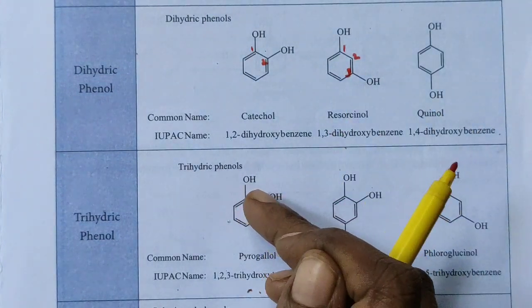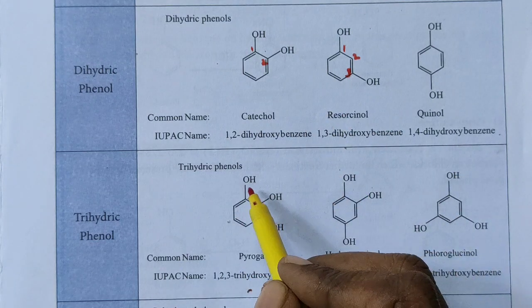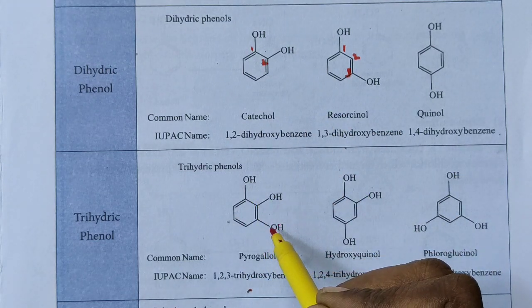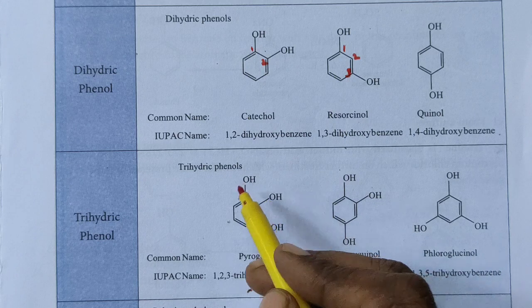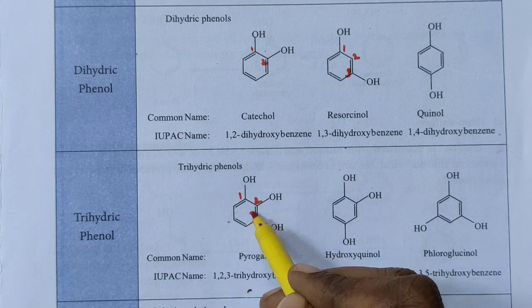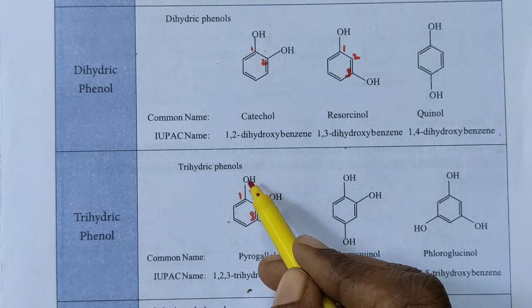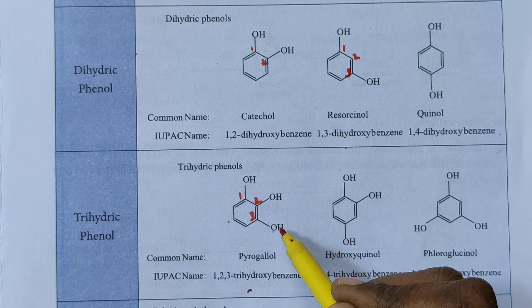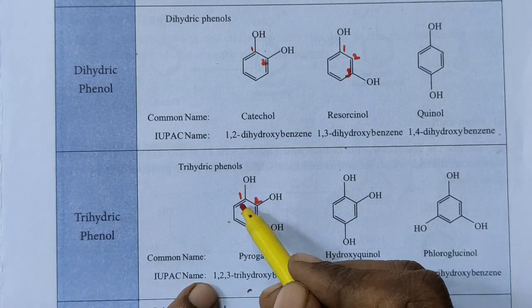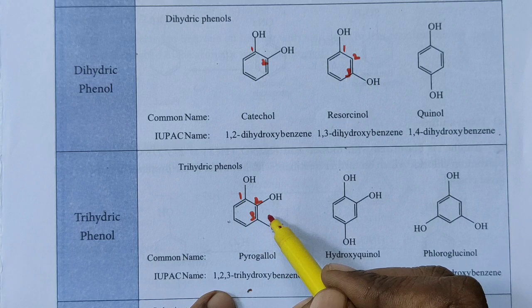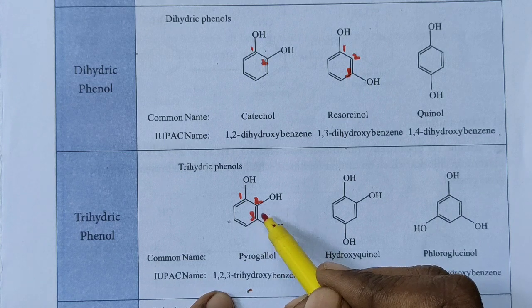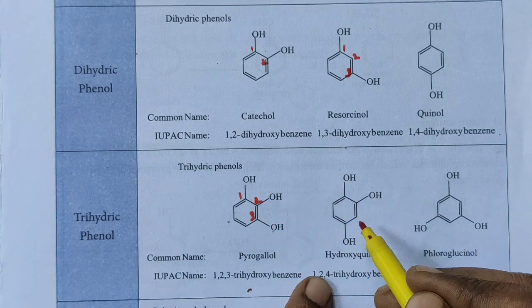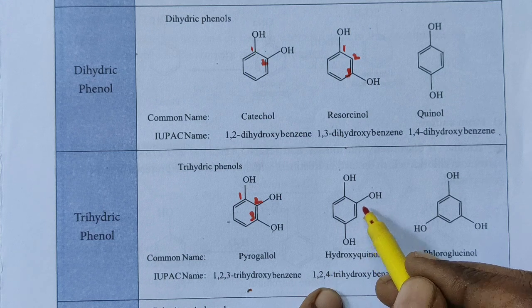Then the next example is trihydric phenol. Trihydric means the benzene ring has three OH groups attached. That is first carbon, second carbon and third carbon. So the name is 1,2,3-trihydroxybenzene.